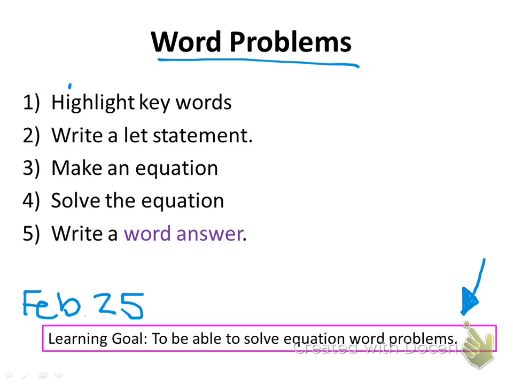Right now I need you to write down these 5 steps. They are the 5 steps you are going to follow when solving word problems. The first one is to highlight keywords. Remember back to when we were working with going from phrases to equations? Well, we're going to do exactly that, but just with a word problem.